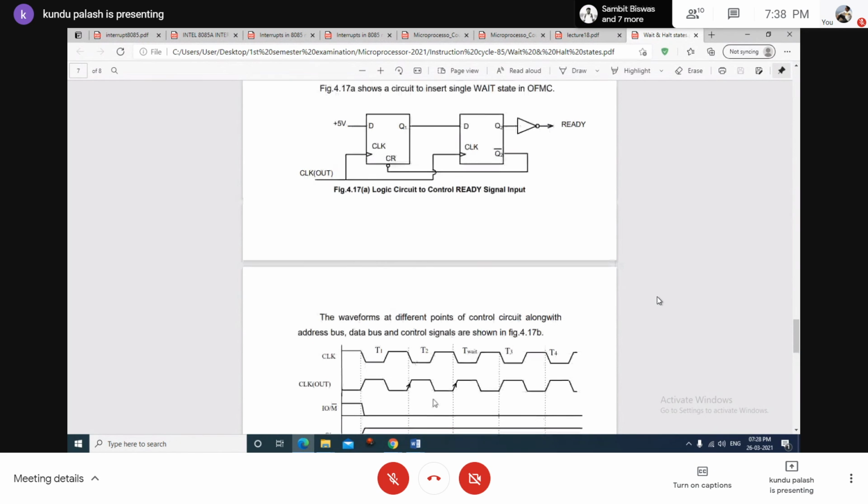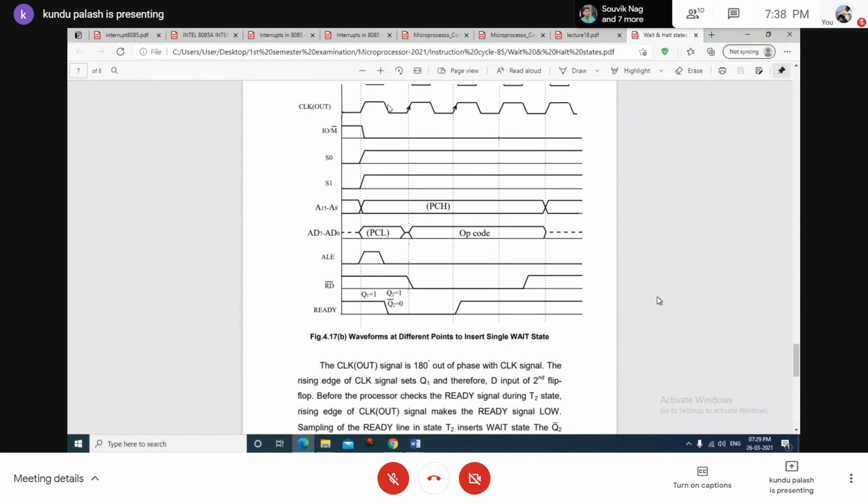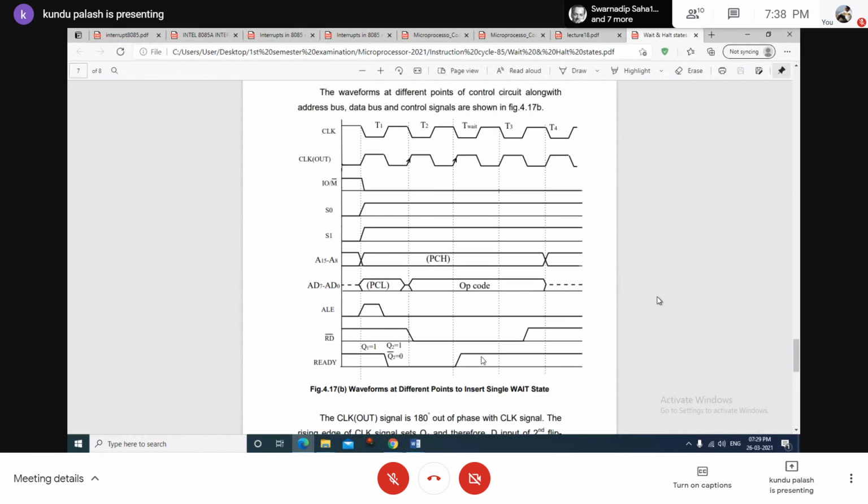So ready is not high always. Ready will show a pulse transition with a negative logic of this amount, and that will occur relative to the fixed T states. So when the microprocessor sees at the second T state that the ready signal is low, what will it do? It will insert a wait state. That means a dummy clock state will be passed.